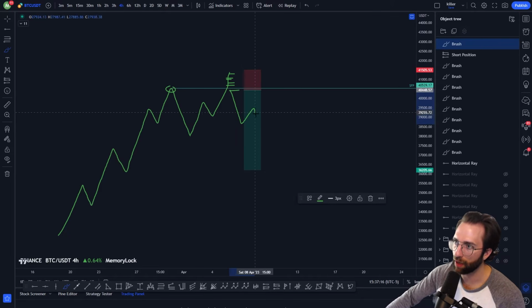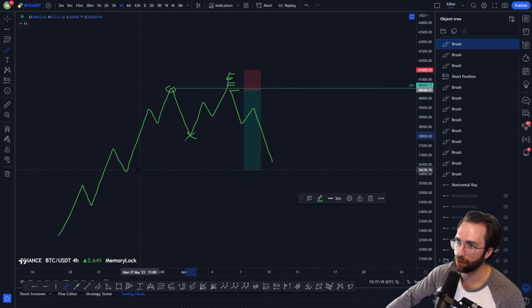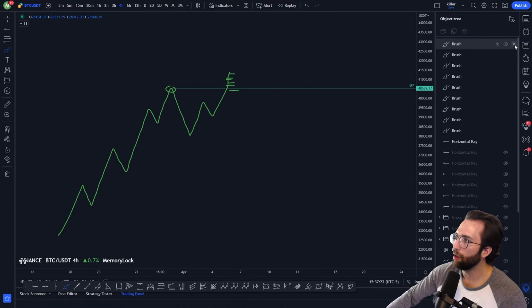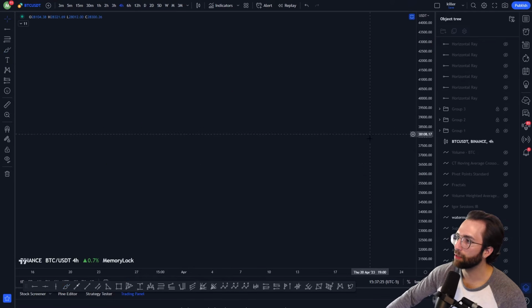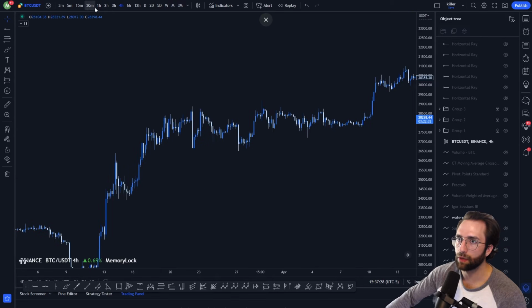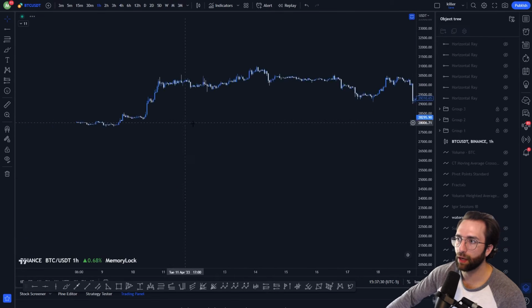And you would look for then market structure change where you would start to take out some of these previous higher lows, right? Okay, so with that said, we can go ahead and take a look at some real world examples. I do have some of these that we actually traded live.